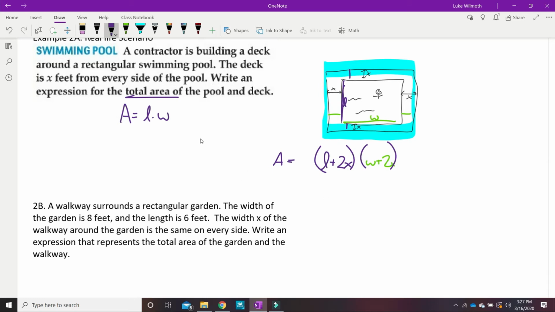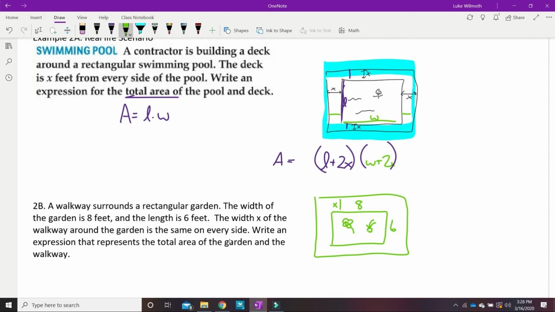So let's draw our garden. I'll pick green because it's a pretty garden. It has a width of 8 and a length of 6. Here's my flower. And maybe it's a vegetable garden. Here's a carrot growing out of the ground. All right. So anyway, the walkway surrounds it. The width of the walkway is x, and it's x the whole way around.